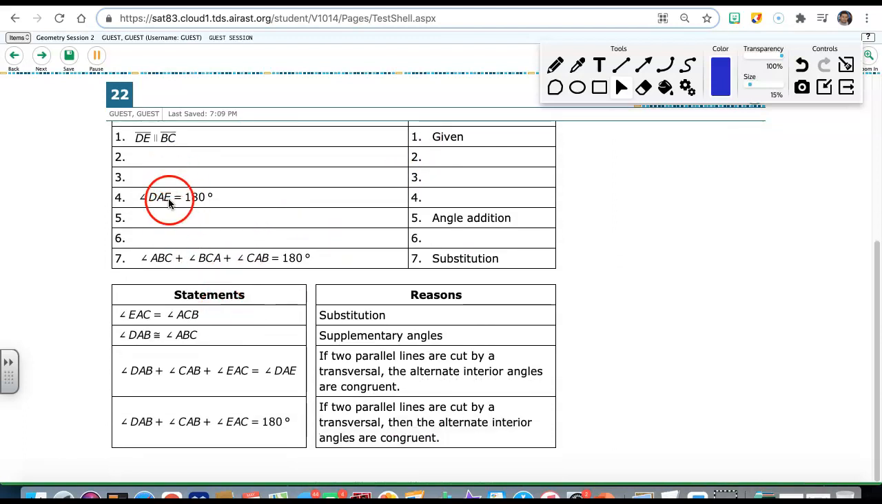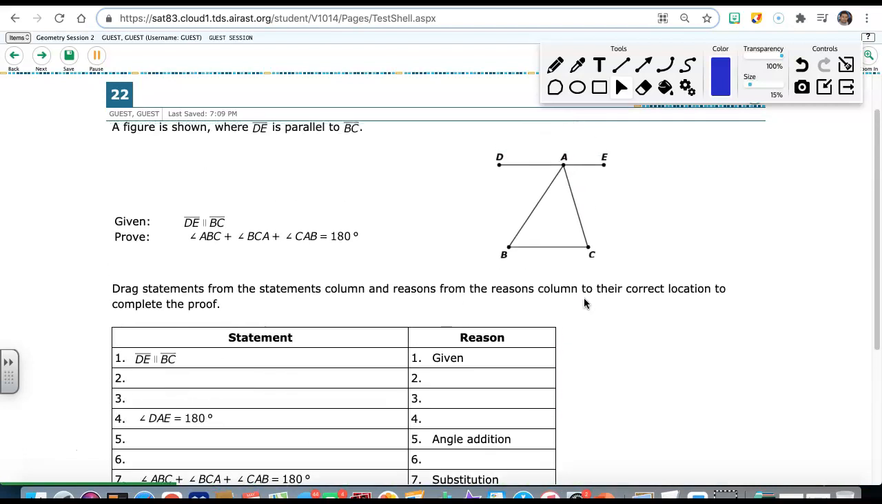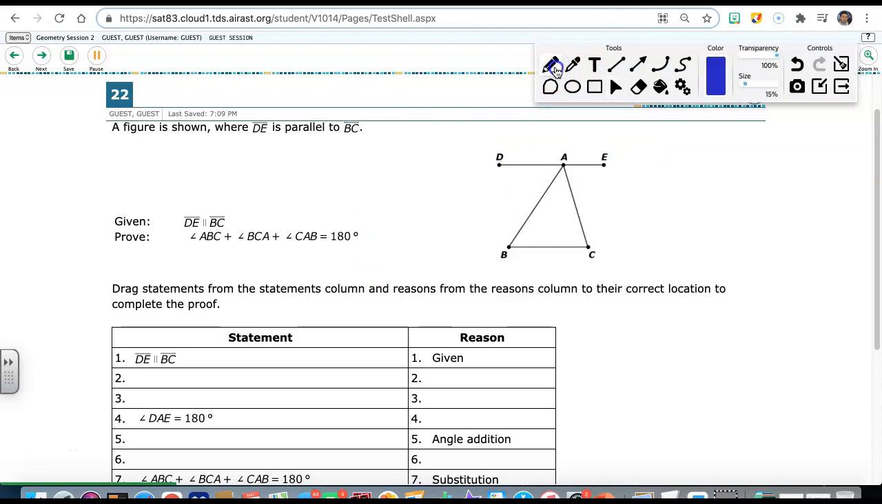I have 4 blanks: 1, 2, 3, 4. I have 4 answers. Great. Let's look at the drawing and see, hopefully it makes sense. The first thing they're saying is that this line is parallel to the line on the bottom. When I have 2 lines that are parallel to each other, so this line is parallel to BC, what happens? This line is a transversal somehow.